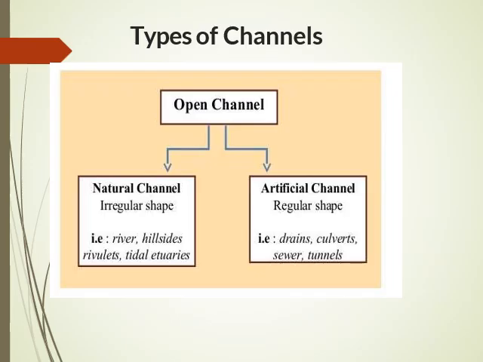Open channel flow has been classified into four categories. One is natural channel and artificial channel. A natural channel has an irregular shape, but an artificial channel has a regular and defined shape. Examples of natural channels are rivers, hillsides, and tidal estuaries. In the case of artificial channels, they are drains, culverts, sewers, and tunnels.